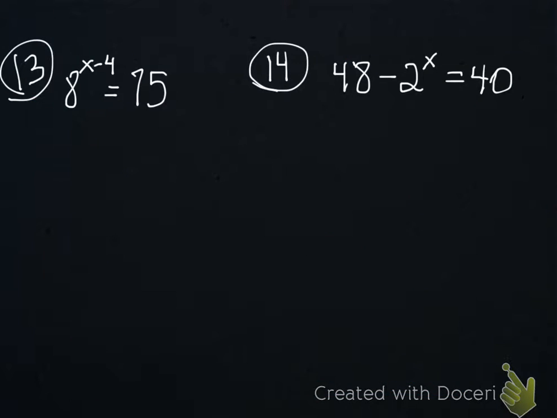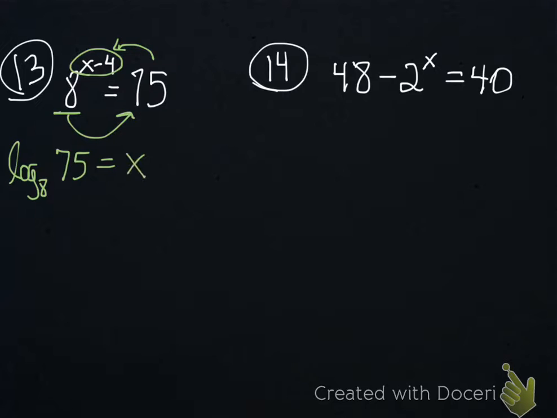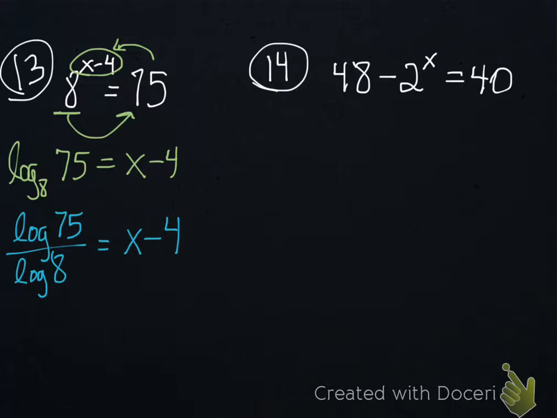Number 13. X is in the exponent. To get it by itself, I have to turn it into a log. My base is 8. So I write log base 8 of 75 equals x minus 4. I have to do change base. So I have log 8 on the denominator because the base goes to the bottom and the 75 will stay on the top, log 75. Remember to close the parentheses.